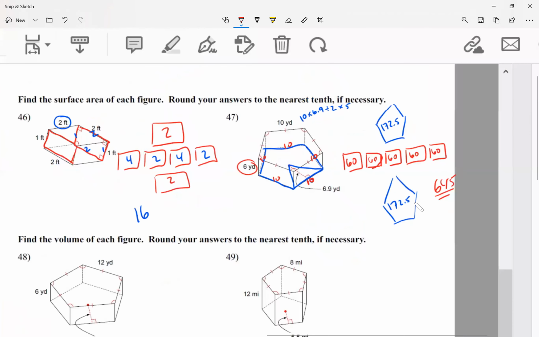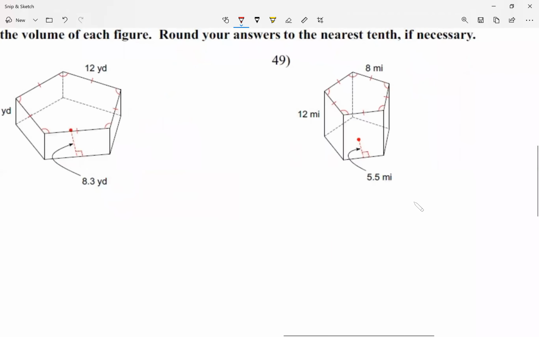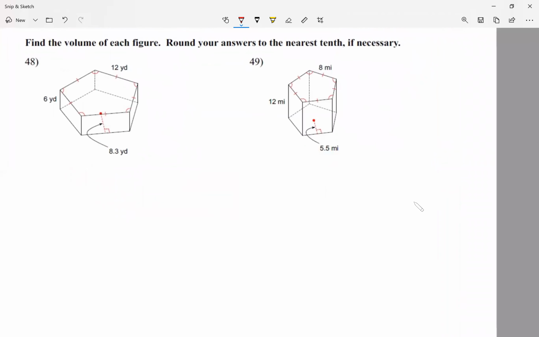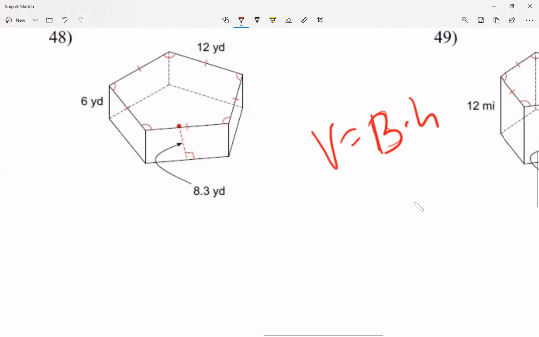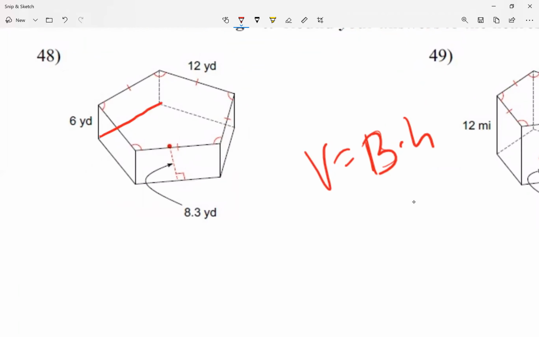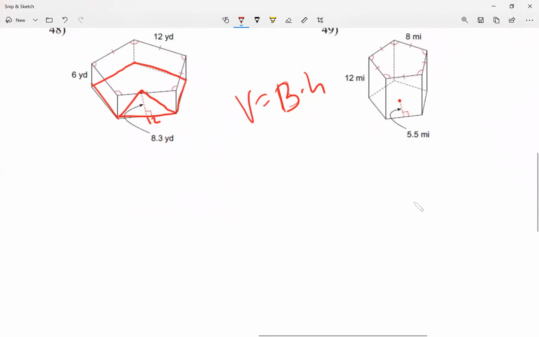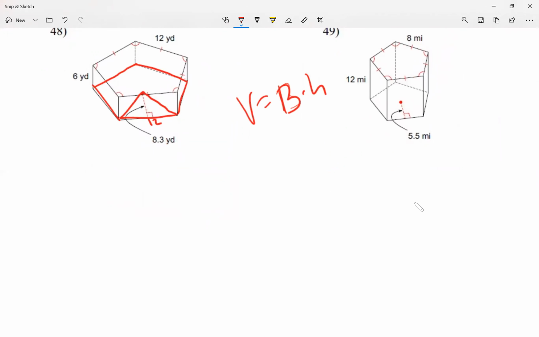If you get a decimal, you might get a decimal sometimes, rounded to 1 decimal place. Now I will move to volume. Questions 48, 49. We just reviewed that, but volume is the area of the base times the height. Looking at the base, in this case, is a pentagon. For pentagons, I'm looking for triangles. Each measurement outside is 12. So for the triangle, I will go 12 times 8.3 divided by 2.